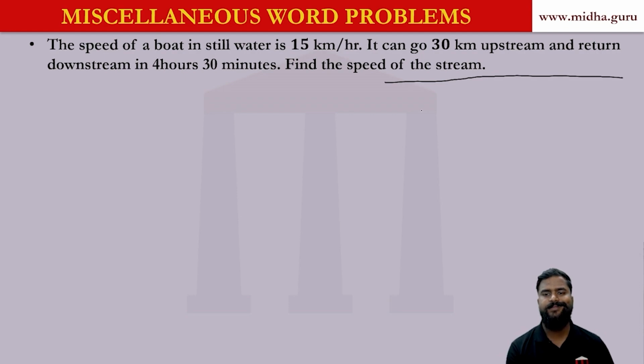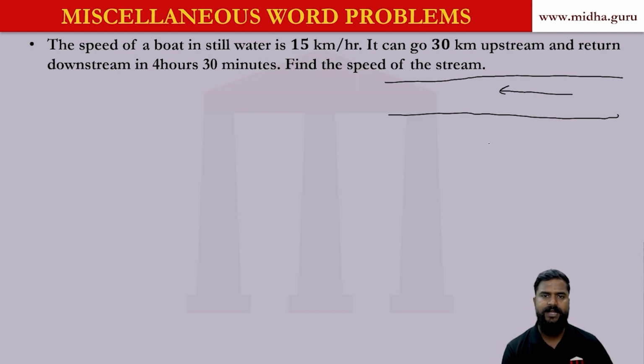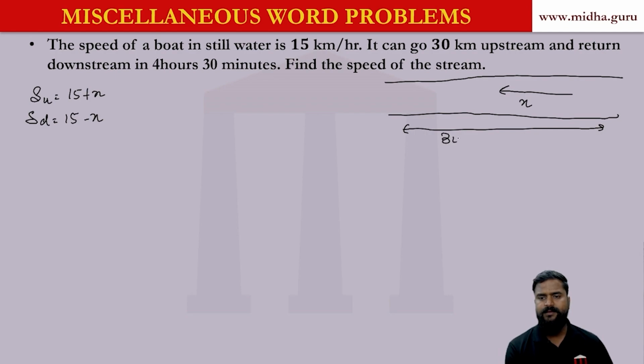Now to understand here, in still water, a boat can run normally. But if the river or a stream is running in one direction, it means it has some speed. Let us say the speed that we don't know here is x. So when the boat is running in the direction of the stream, it has its own speed and also the stream is pushing it with this x speed. So the speed downstream will be 15 plus x kilometers per hour. However, when the boat is going back, it is working against the speed of the stream. So the speed upstream becomes 15 minus x. Get the point? And this distance is 30 kilometers. One journey is upwards, one journey is downwards.